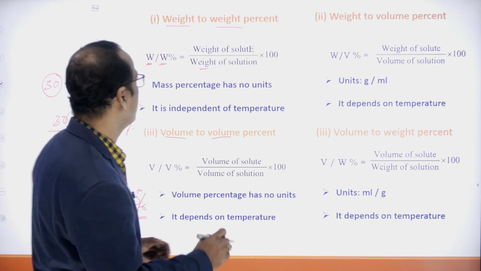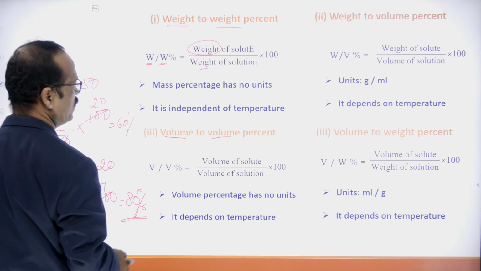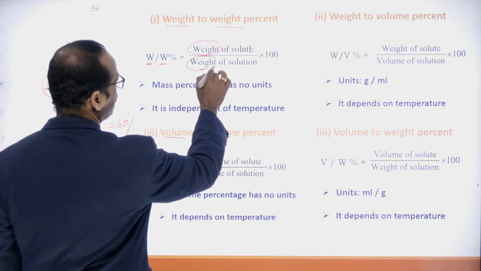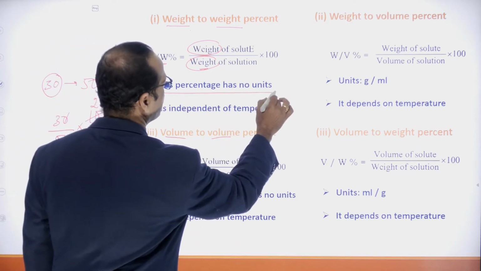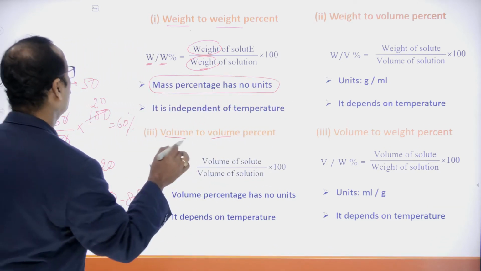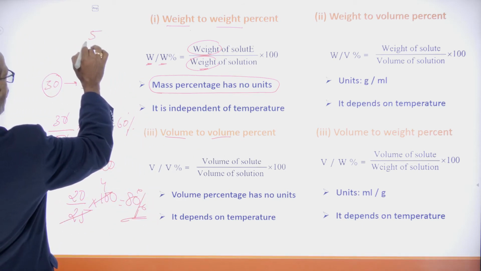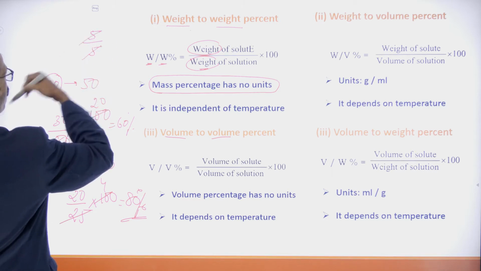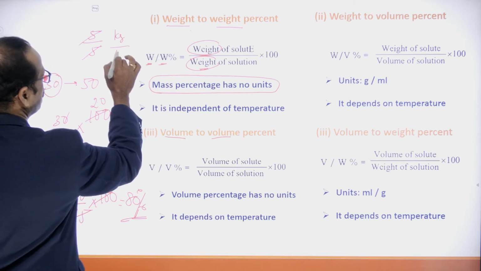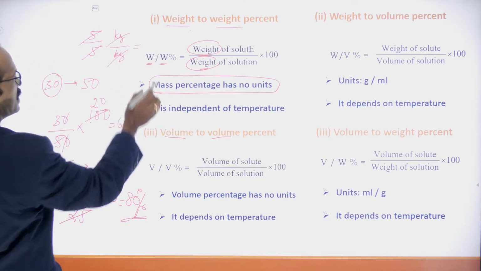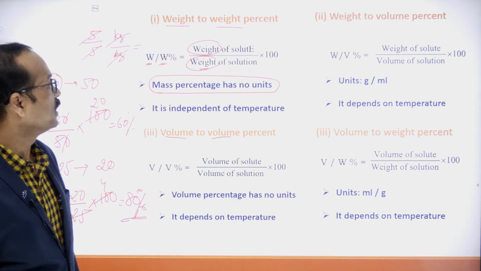Right. So here you say weight by weight. Weight is measured in kgs, here also weight is measured in kg. Kg by kg, both get cancelled. So no units here. Mass percentage has no units. Remember that. For example, in mathematics, somewhere 5 by 5 will come. 5 by 5 both get cancelled, no? Your weight is measured in kgs, and here also the weight of the solution is in kgs. Kgs get cancelled, nothing is left. So there is no unit for the weight to weight percentage.